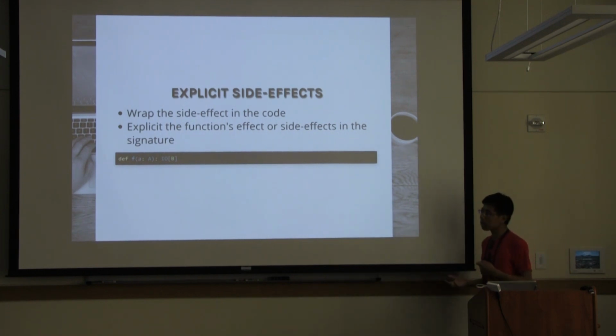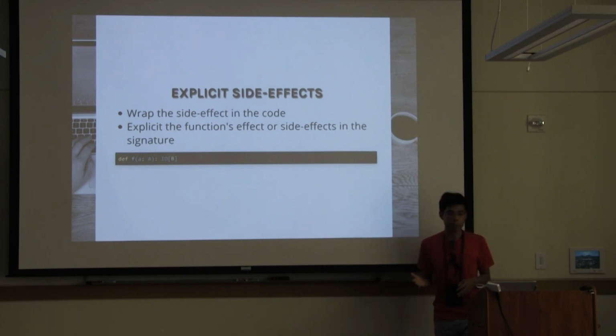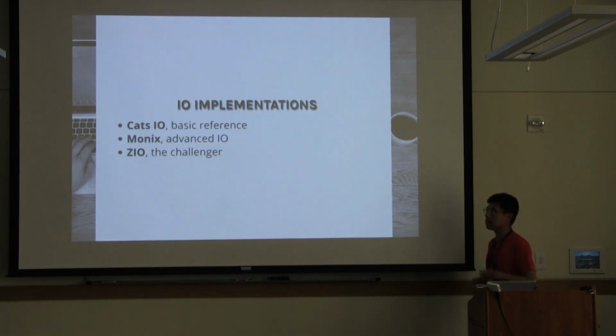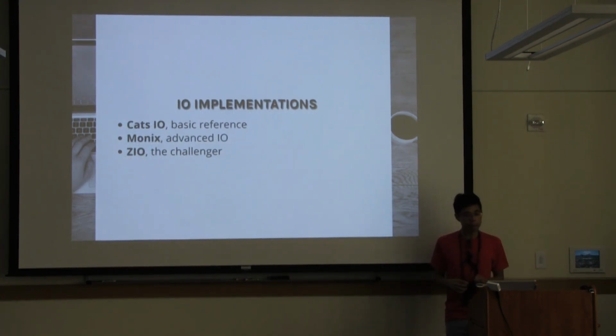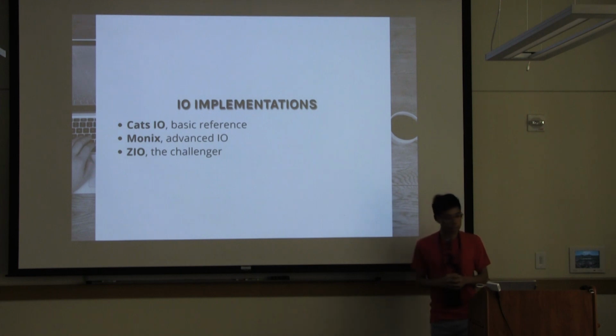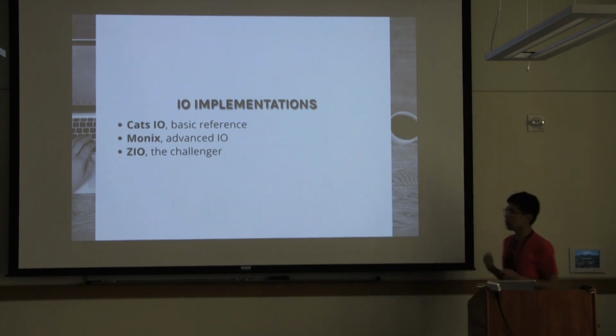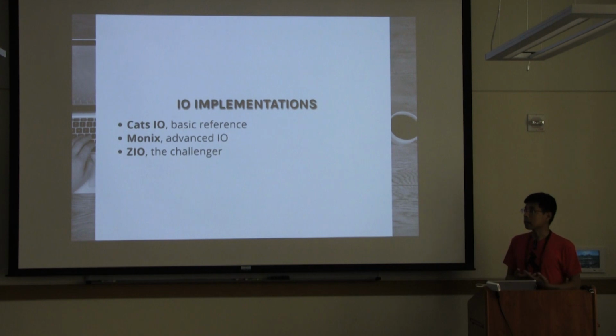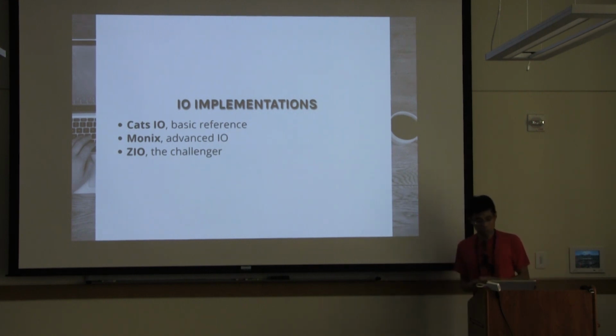Now, unlike Haskell, Scala doesn't have a built-in IO. You have to provide one for it. Unfortunately, there are many implementations. You have Cats IO that provides a basic reference for IOs. You have Monix that provides way more advanced features for IOs. And then you have ZIO, the new kid in town, the challenger, that has way more IO features than the other two. But if you are interested in any of those three, I'd encourage you to read the documentation.